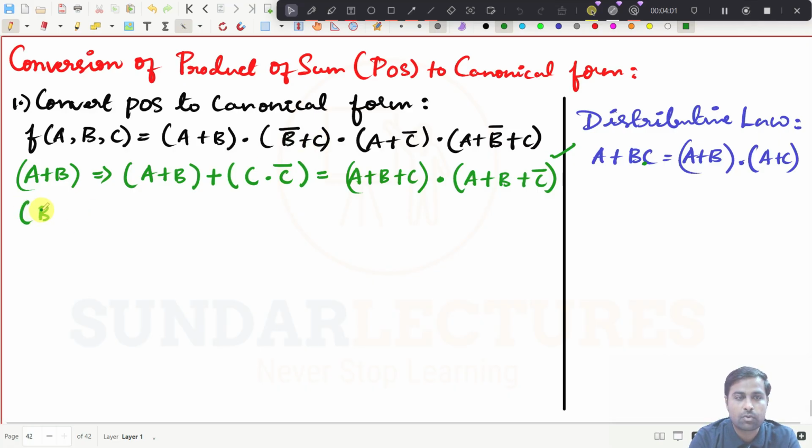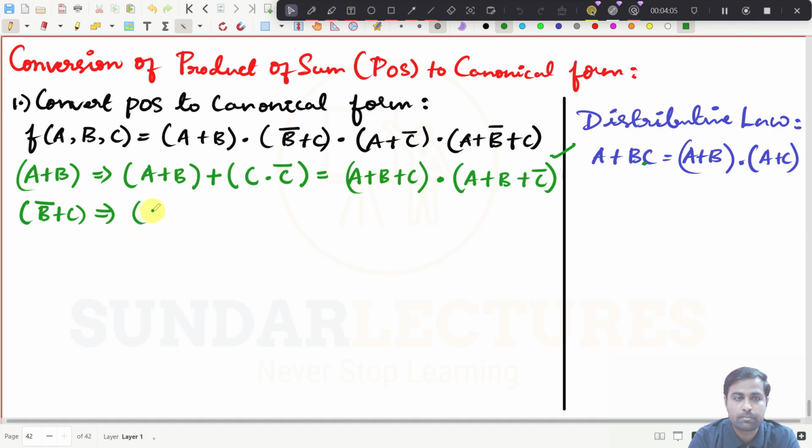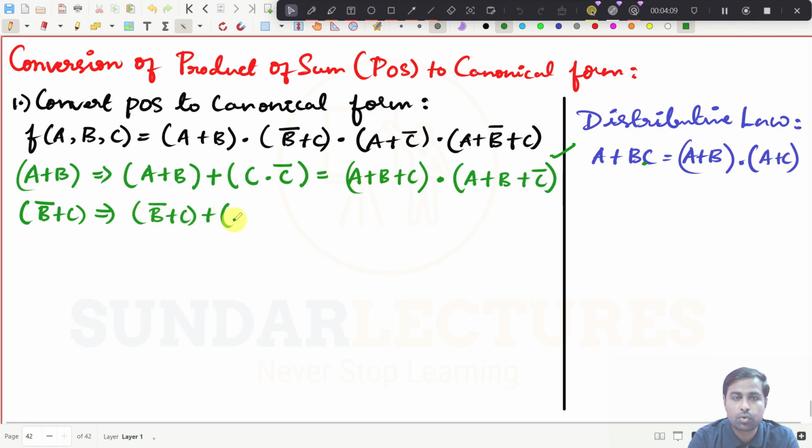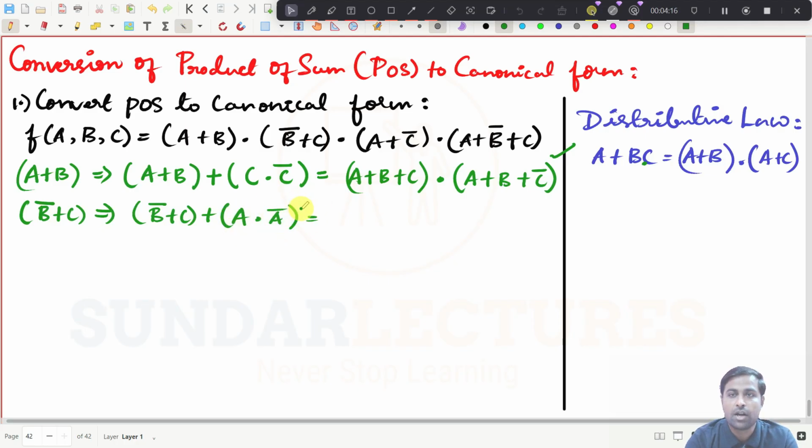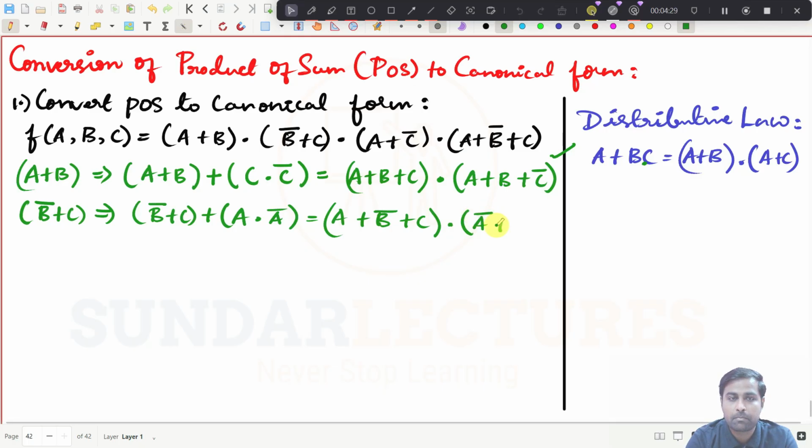I will go fast now. B bar plus C. Here, this B bar plus C is the same. But what is the term you have to add here? It is A dot A bar, simply, because this will be 0, right? So now I will write A first. This will be A plus B bar plus C, that is the first term, and the second term will be A bar plus B bar plus C. That is the second term.